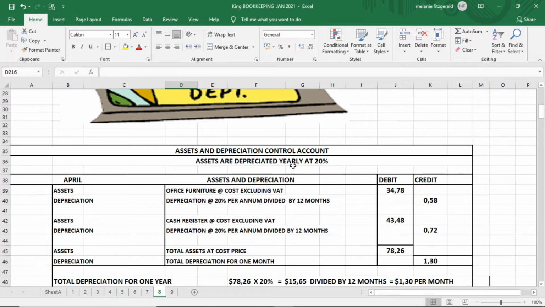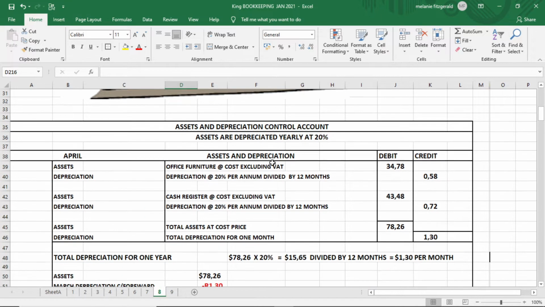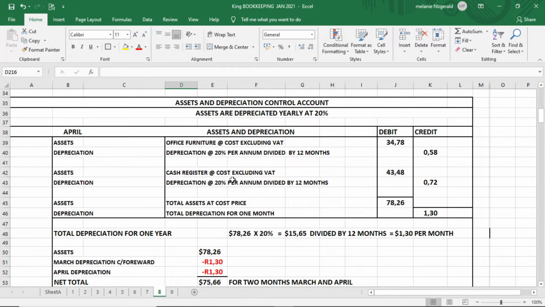Assets are depreciated yearly at 20%. This is for the month of April. So the asset, the furniture, $34.78 on the debit side. Depreciation on that item of 20% per annum divided by 12 months is 58 cents, which goes on the credit side of the asset depreciation control account. The cash register is an asset. Cost excluding VAT, all excluding VAT, as it's written here, on the debit side, $43.48, and depreciation on that is 72 cents.